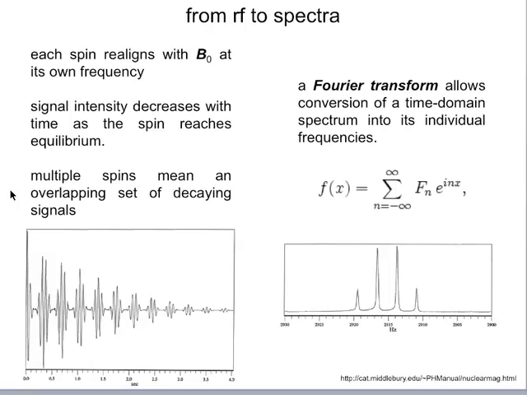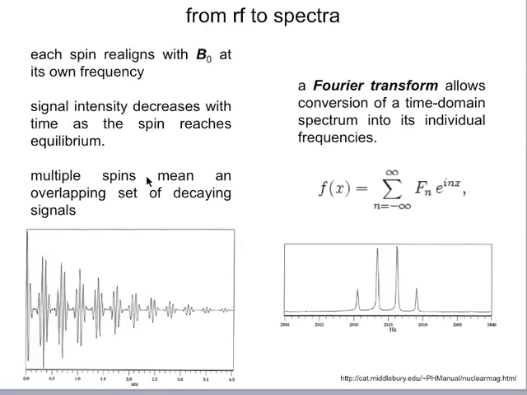Here's the intensity of the radio signal, and here's the time. And what we see is that we start out with this waveform that's oscillating, very intense at the beginning, but then the spins get back into equilibrium with the magnetic field and they die away. So it's a decay of the induction of that radio frequency radiation.